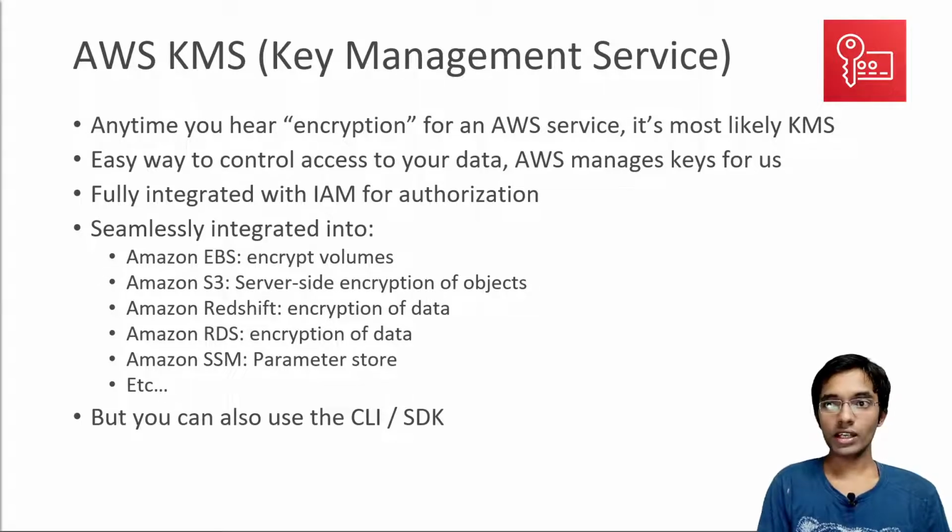Okay, so in these slides, we will be looking at the AWS KMS, Key Management Service. Anytime you hear encryption in AWS, you have to think about KMS. It's a way to easily control access to our data, and AWS will manage the encryption keys for us. It's fully integrated with IAM for authorization and has seamless integration into pretty much all the AWS services, like EBS, Redshift, RDS, SSM, etc. We can use the CLI or the SDK to interact with KMS, Key Management Service.